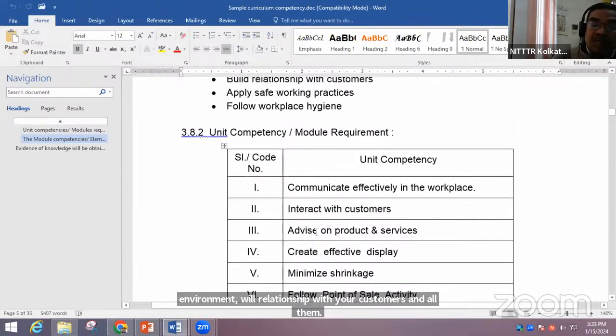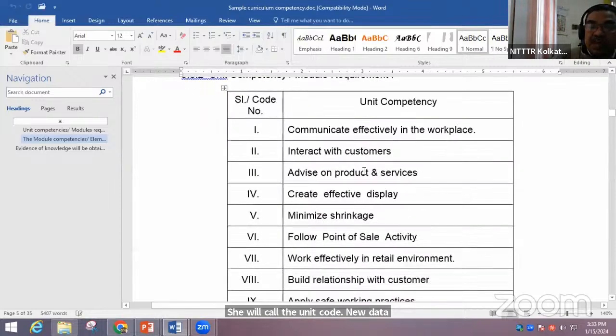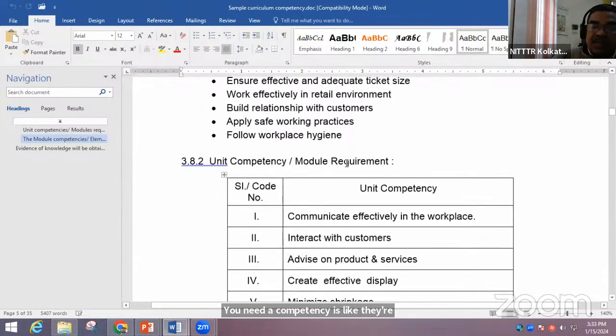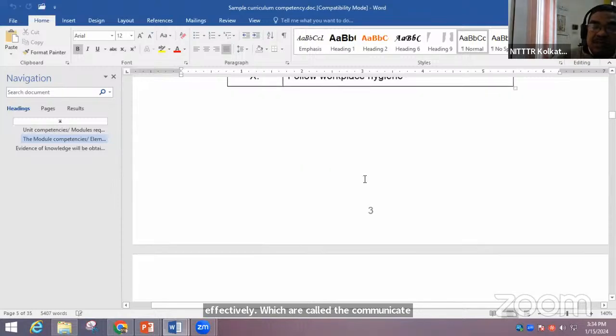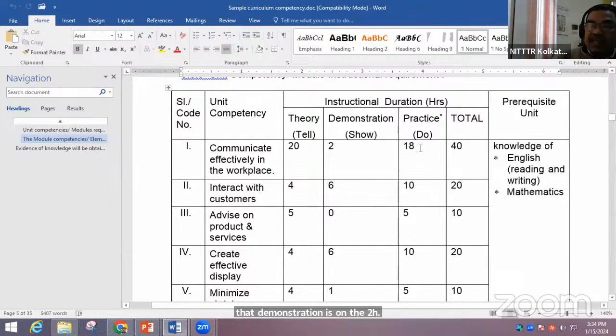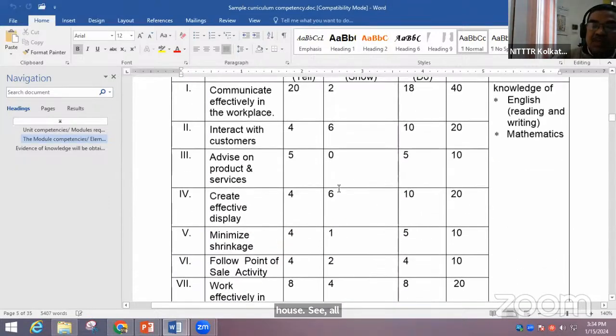Similarly, these are called the unit codes. The units of competency have already been mentioned in the alignment chart. The unit of competency is, for example, communicate effectively, starting from following the workplace. Each unit of competency is subdivided in terms of total hours. For communicate effectively, theory is 20 hours, demonstration is 2 hours, and practice is 8 hours. Total is 40 hours. Similarly, all the units of competency have been divided in terms of suitable hours.